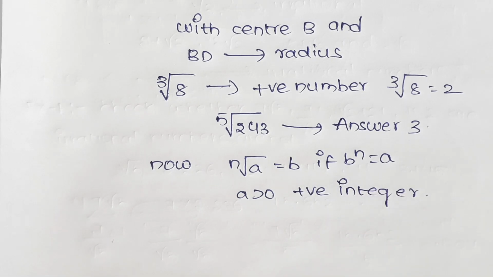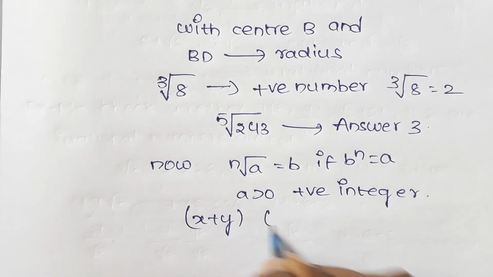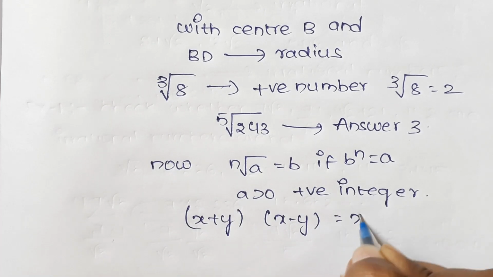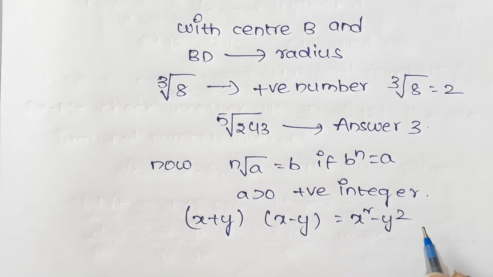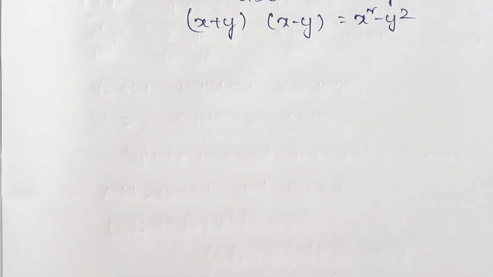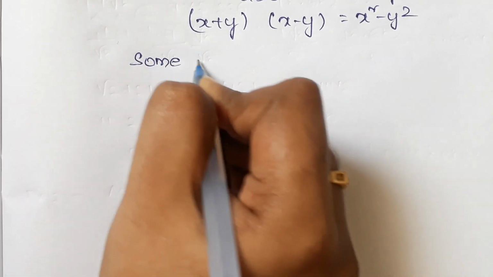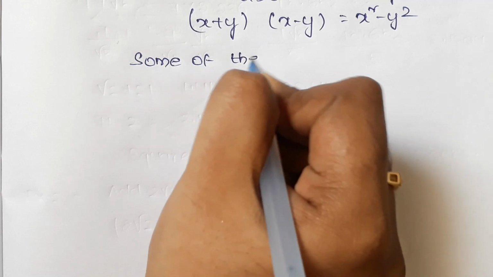And you are already familiar with some list of square roots in your earlier classes. That is, let us see one of them from that, here (x plus y) into (x minus y) is x square minus y square. And this is about the sum of the square root problems. And now let us see some of the points, some of the equations.